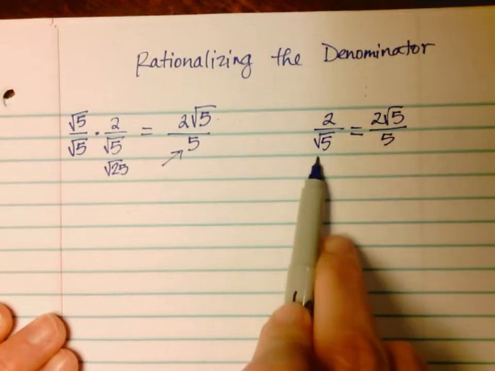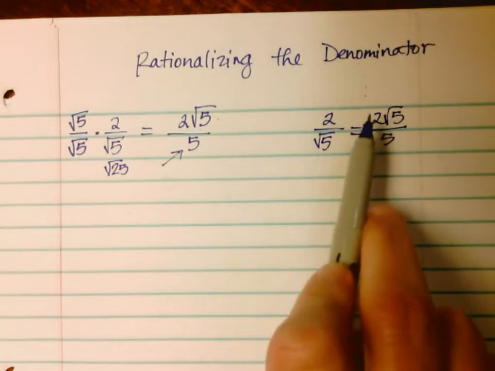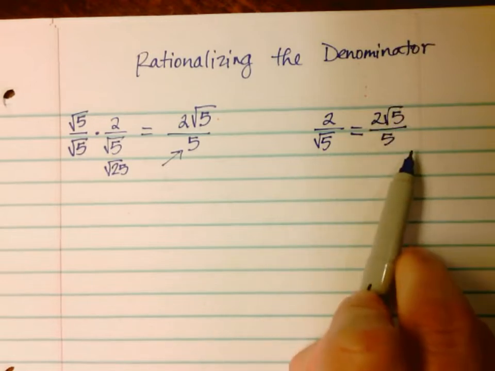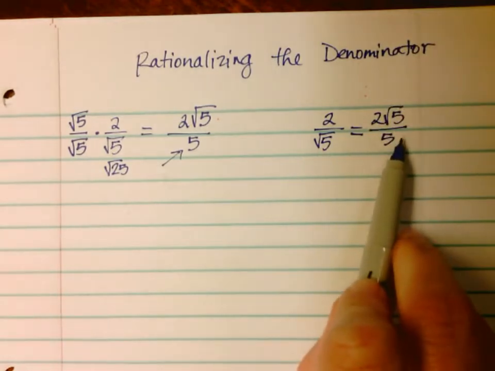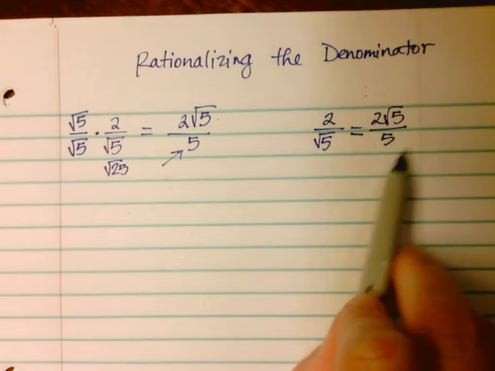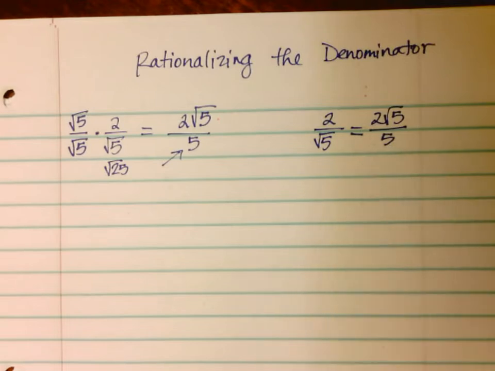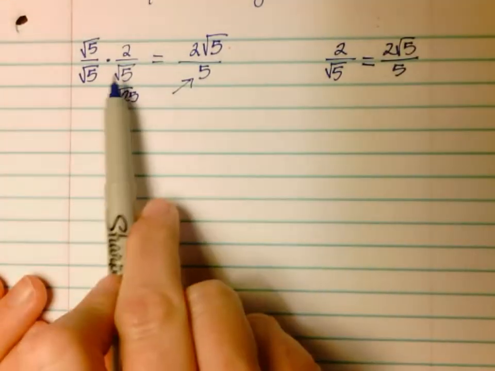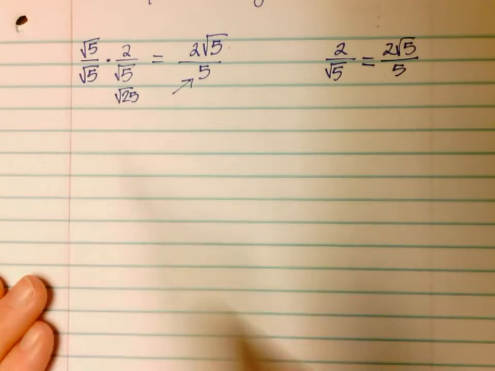And if you divided this and used a calculator, you would get the exact same approximation as if you took 2 times radical 5 and then divided that by 5. So rationalizing the denominator is getting the radical sign out of the denominator.